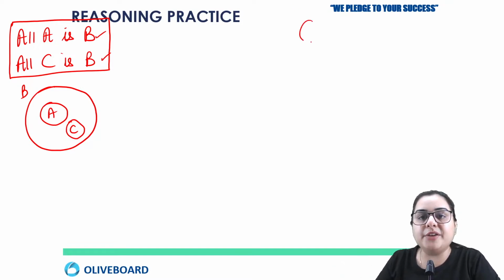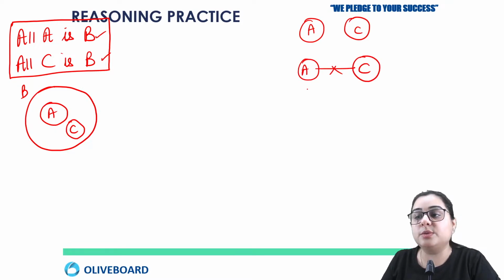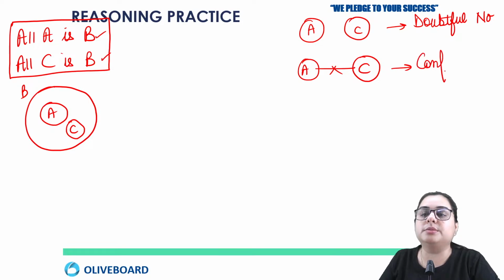So this is how you are going to distinguish. If I have two circles which are away from each other without the symbol of no, and two circles which are away from each other with the symbol of no, how am I going to distinguish between these two? The first represents the doubtful no, and this represents the confirmed no.